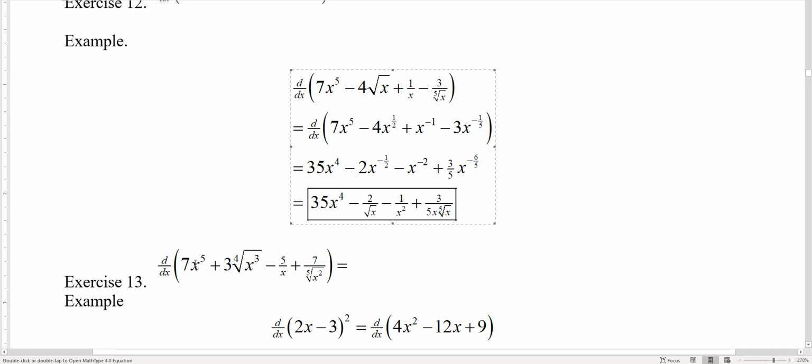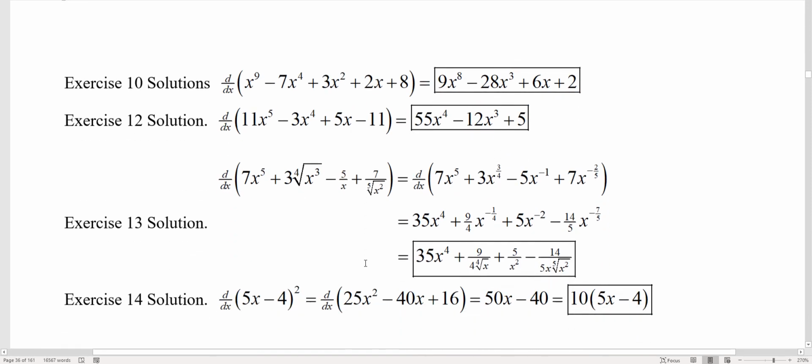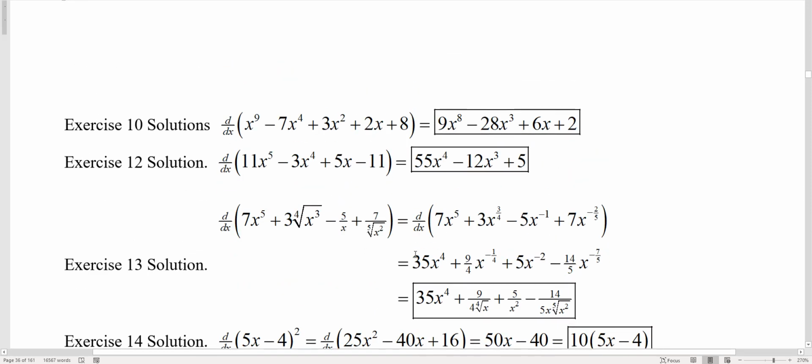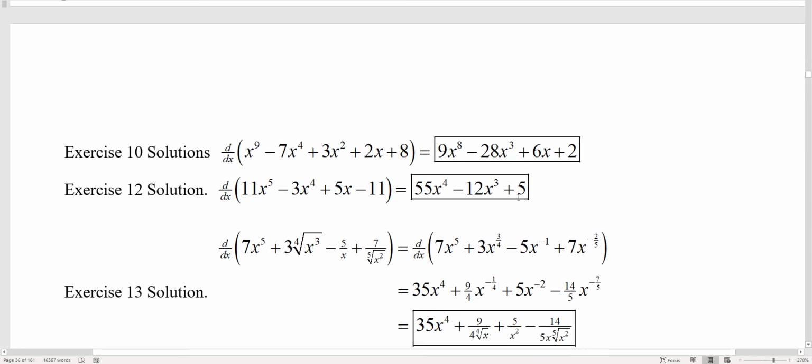So let's see if we can figure out what that one is. Let's see, do I have the answers down? Yeah, I've got the answers down here. Here's the answer to this one. There's the two that we did earlier. This is x to the 3/4. That's x to the -1. This is x to the -2/5.